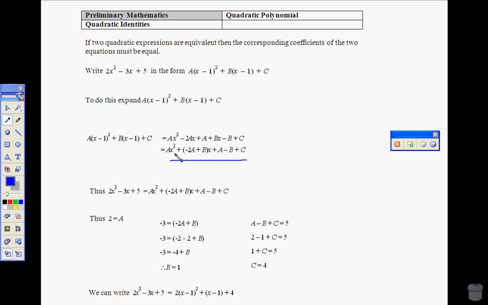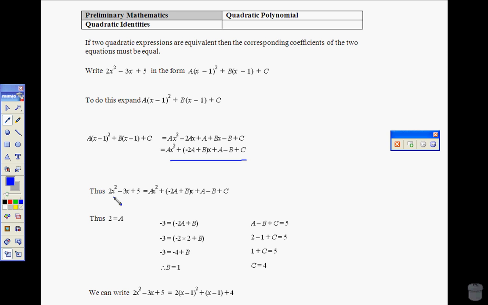So what we do is get an x squared, we collect the terms in x, so minus 2a plus b, and then we collect the other three, which are just the constants, and put them together. That makes it a little bit easier to deal with once we start to make it equivalent, because all this is equal to 2x squared minus 3x plus 5. So we make these two the same, and they're equal.